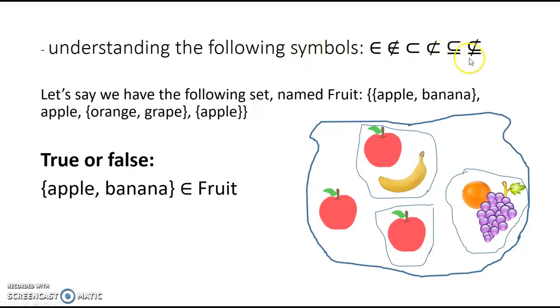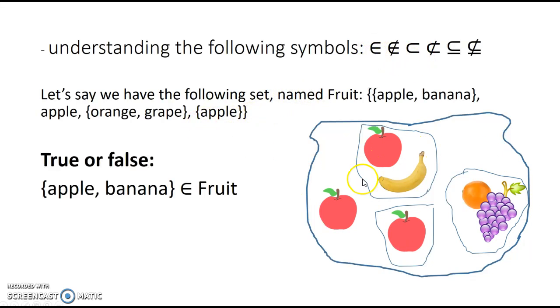Okay, so we got a bunch of symbols here. Let me go through. This means is an element of, is not an element of, is a proper subset of, is not a proper subset of, is a subset of, is not a subset of. I'm not going to focus on the not ones, they just mean that the original one isn't true. So if something isn't an element of a set, then we would just use these symbols. So let me just focus on these three here and some examples.